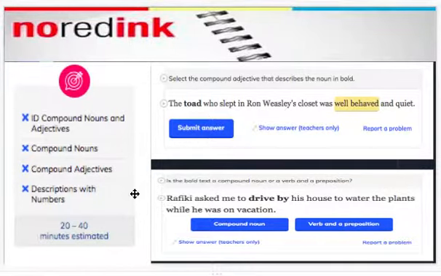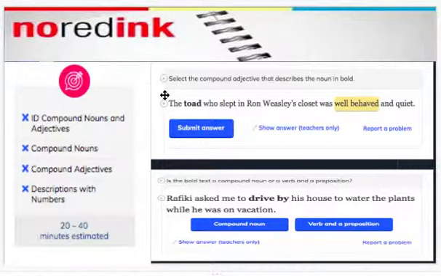So you may not finish in time. However, from past experience, I do know that No Red Ink kind of overestimates, and you guys are pretty fast on this one. So for this specific practice, you want to read the directions again very carefully.